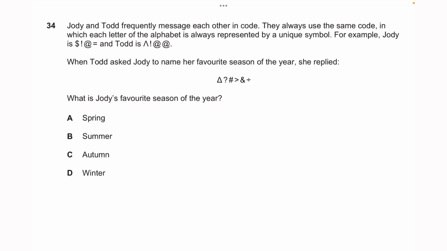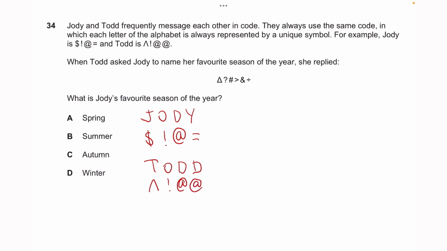Okay, so what we're going to do is we're going to just write down the corresponding letters. We've got Jody, and Jody stands for the following symbols. And then we've got Todd here, and Todd stands for the following symbols as well. Okay, now, if we have a look here, there are 6 symbols over here. That means 6 symbols represents 6 letters, okay?